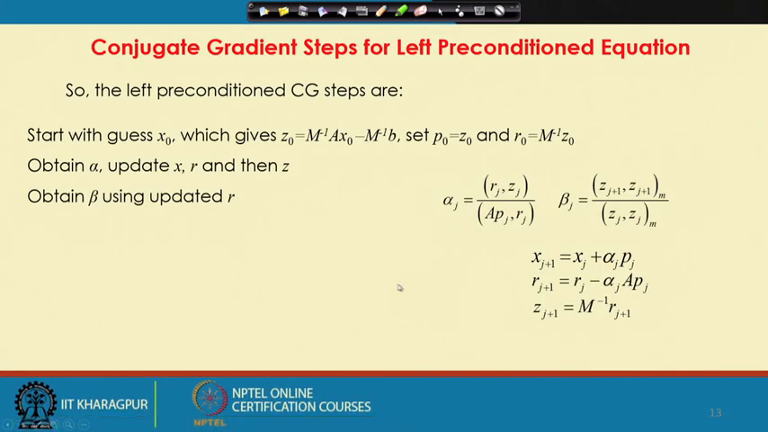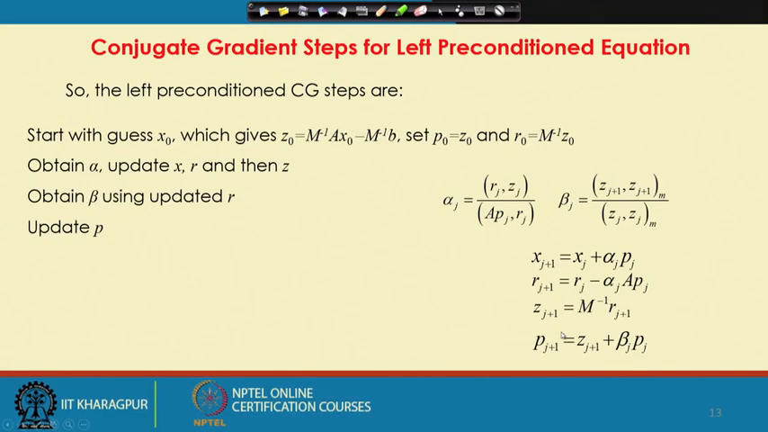And once beta is updated, update p as p_{j+1} is equal to z_{j+1} plus beta_j p_j. Sorry, it is not r now, it is z_{j+1}. And then you can carry this p, r and z to get the new alpha, new beta, and continue on the iteration loop exactly the same way as you have done in the conjugate gradient method, iterate for convergence.